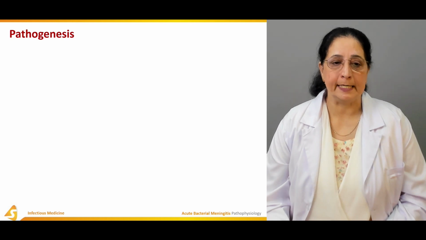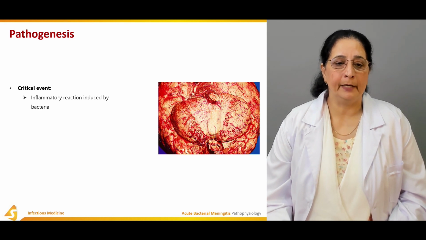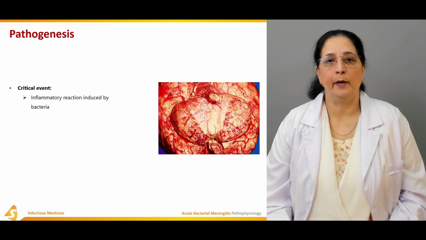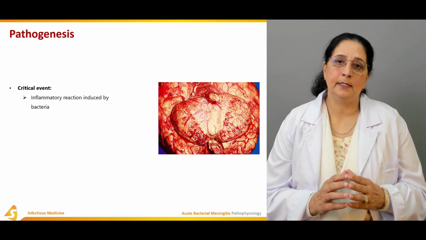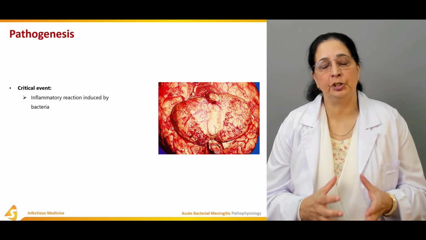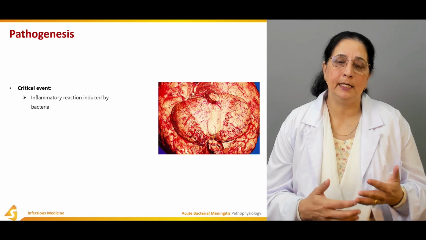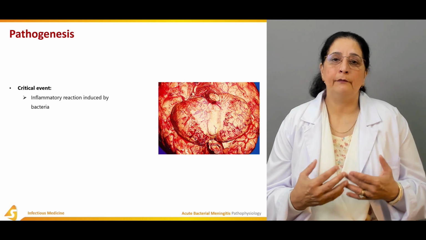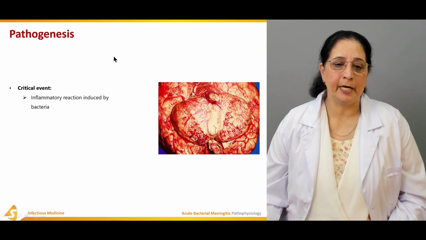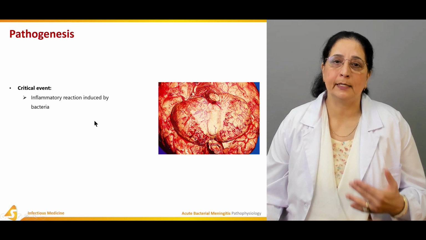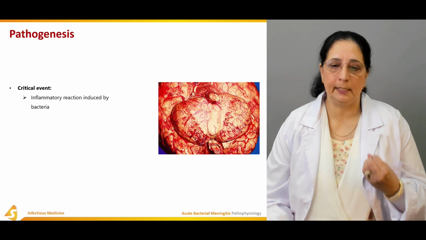Now the pathogenesis of meningitis. The critical event is the inflammatory reaction induced by bacteria. One thing we should remember is that once there is any inflammation or infection, the body fights that infection by initiating the inflammatory response, an inflammatory reaction against that infection. So the inflammatory reaction is induced by the bacteria that have accessed the cerebrospinal fluid.